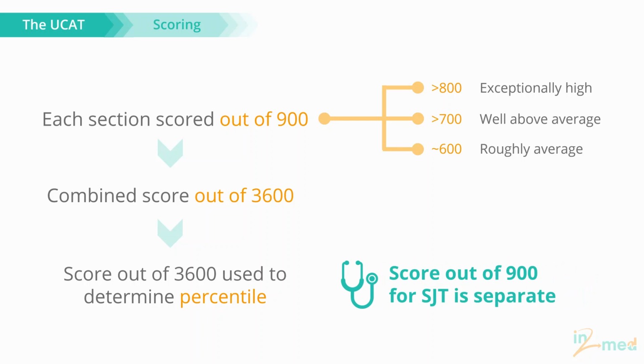Your UCAT score is the total of all of these scale scores added up, except situational judgment. Therefore, you will receive a total UCAT score from 1,200 to a maximum of 3,600. Situational judgment is still given a scale score from 300 to 900, like the other sections, but is not counted in the overall score, and is instead separate.